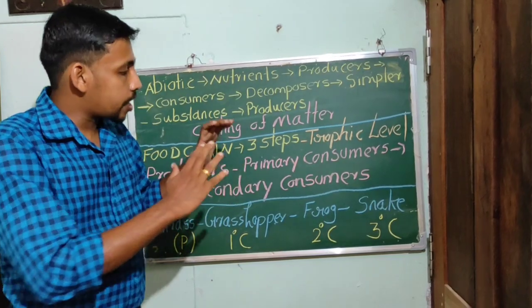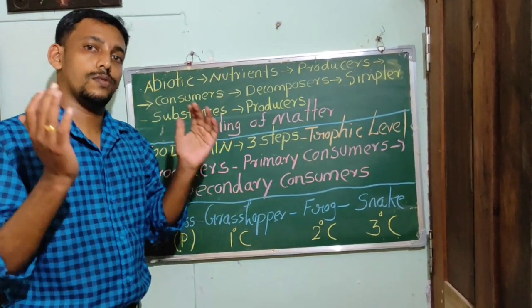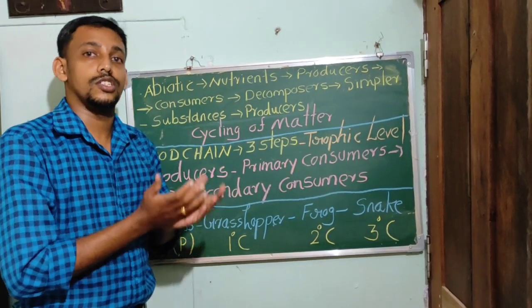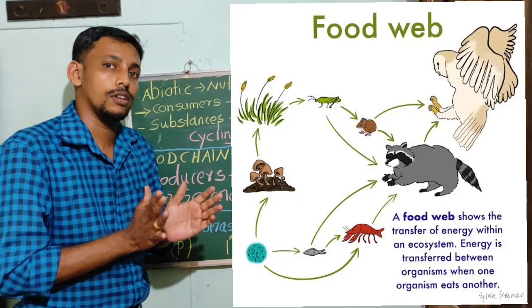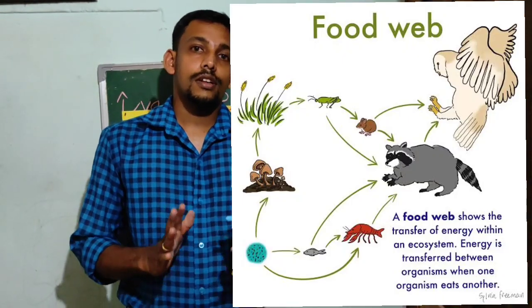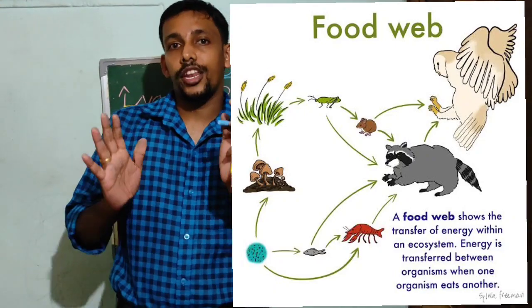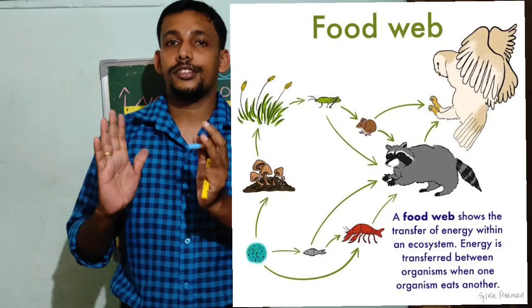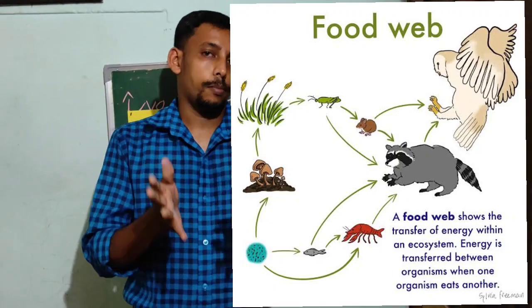Okay, so there is an interaction between these food chains. This network of food chains is known as the food web. So now we are going to study the food web. Now let's learn about it. So what is a food web? The network of interrelated, interconnected food chains is known as a food web.